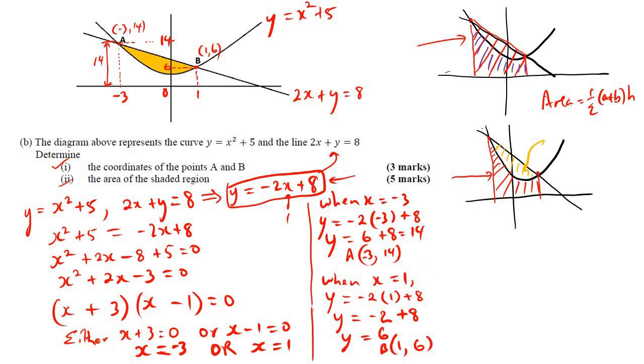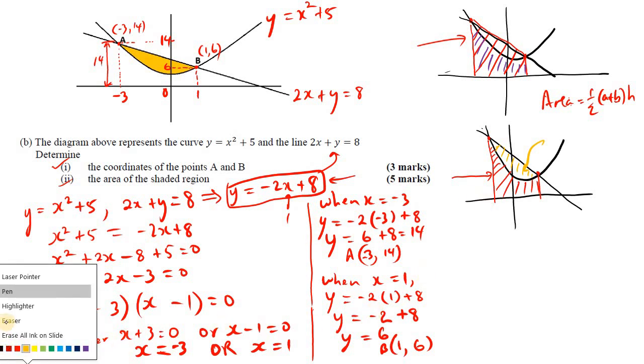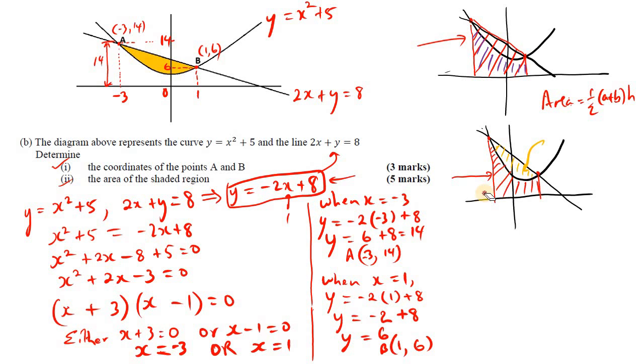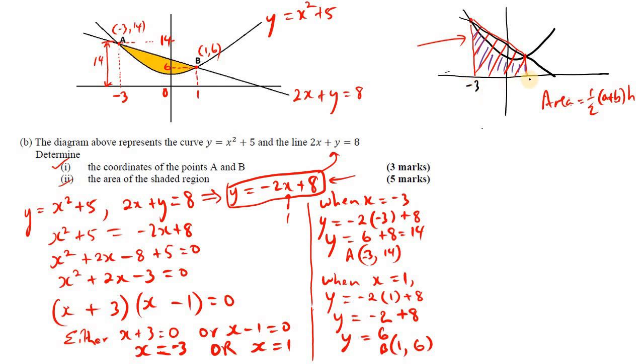So let's go about finding the area of the trapezium, and then we find the area underneath the curve using integration. So the area of the trapezium now. Well, for the trapezium, we know this is -3, this is 1. We know this is 14, right? This is how many units up? This is 6 here. So from 0 to 6.